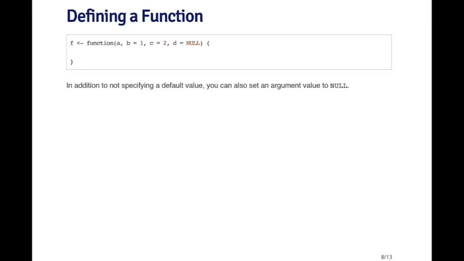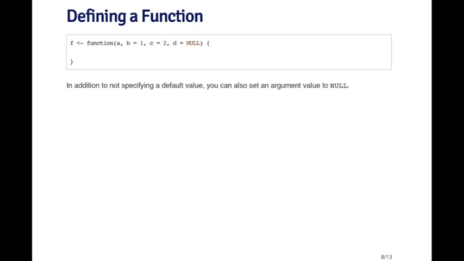So here's a function with 4 arguments, a, b, c, and d. a has no default value. b, c, and d all have default values. And so when you define a function, you need to both specify the names of the arguments and whether or not any of the arguments have default values.